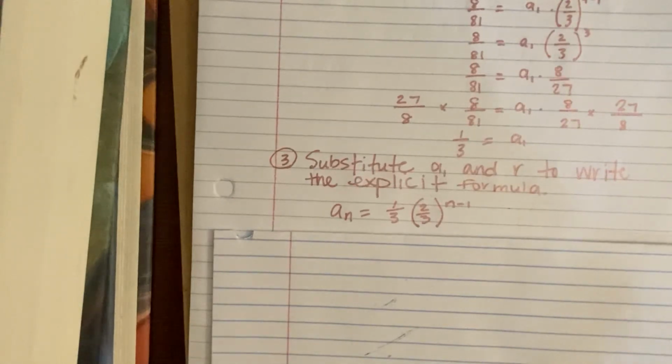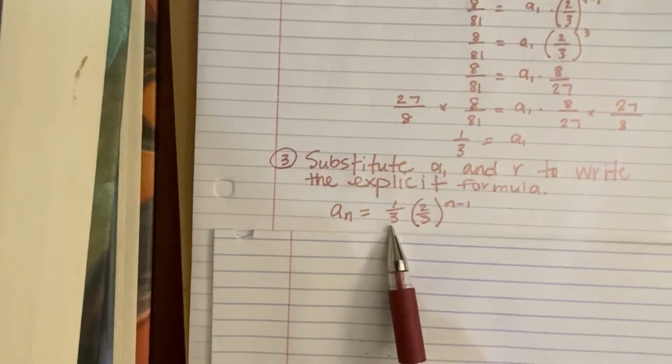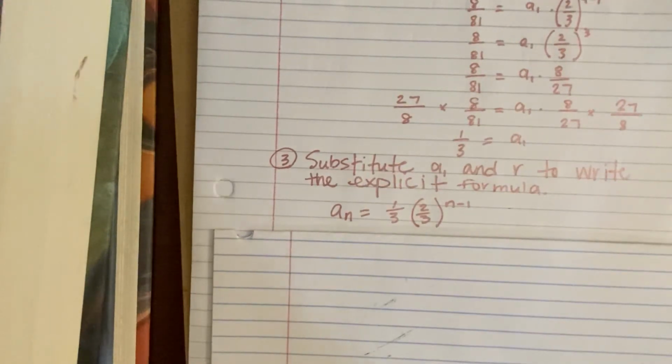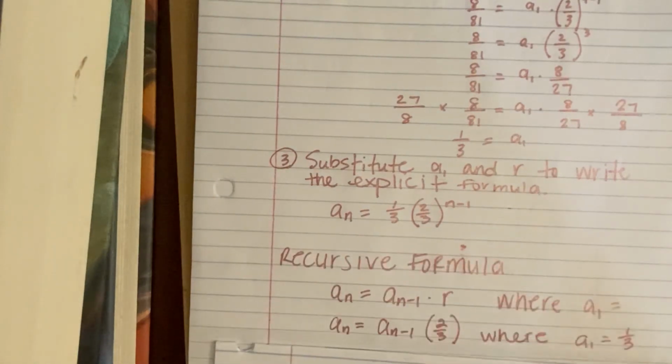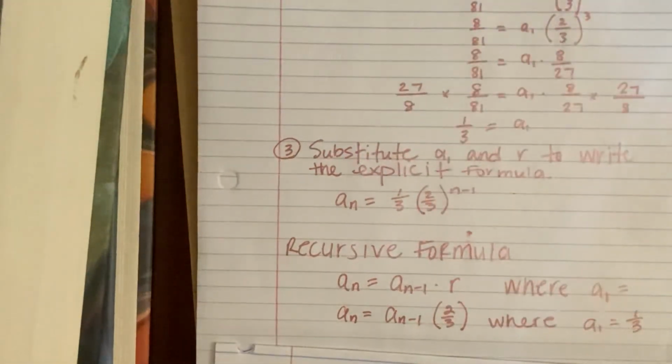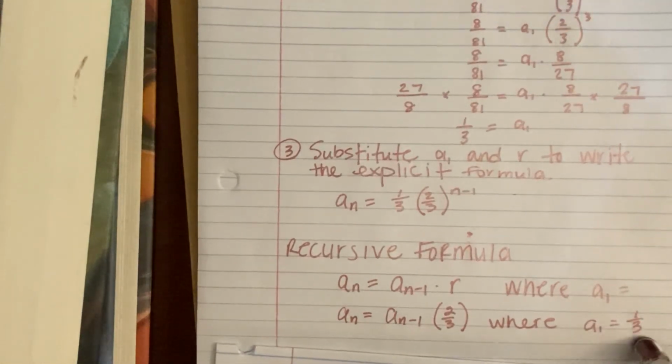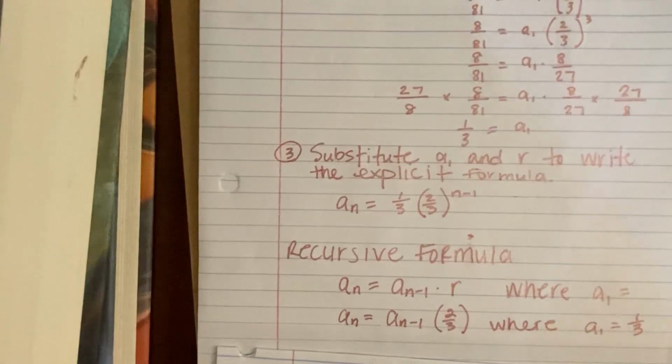Now it's time to substitute the value of the first term and the value of your ratio to write the explicit formula. So this is the value of our first term, and this is the value of the ratio. Explicit formula is written. If you were to write the recursive formula, we would have to substitute the value for r and state that the value of the first term is 1/3. Are we done? Yay, we're done.